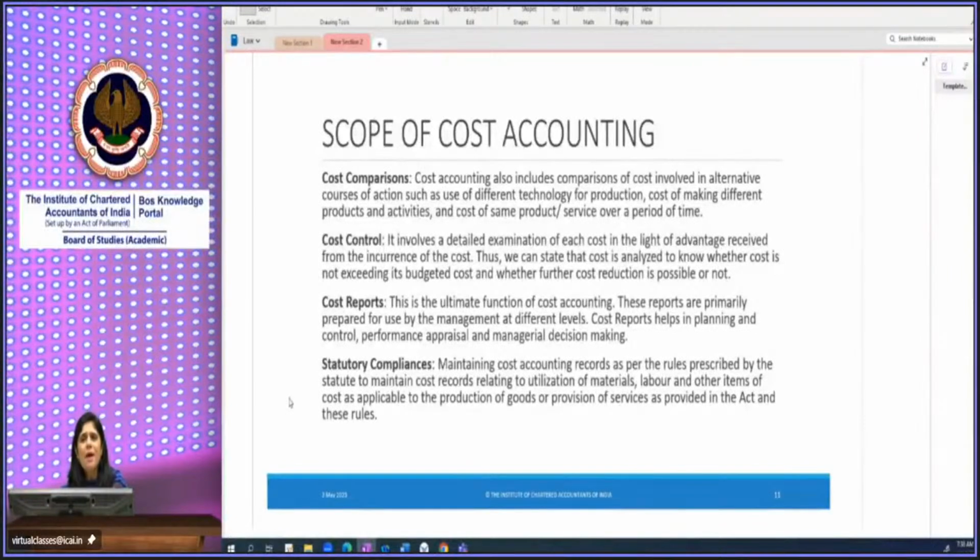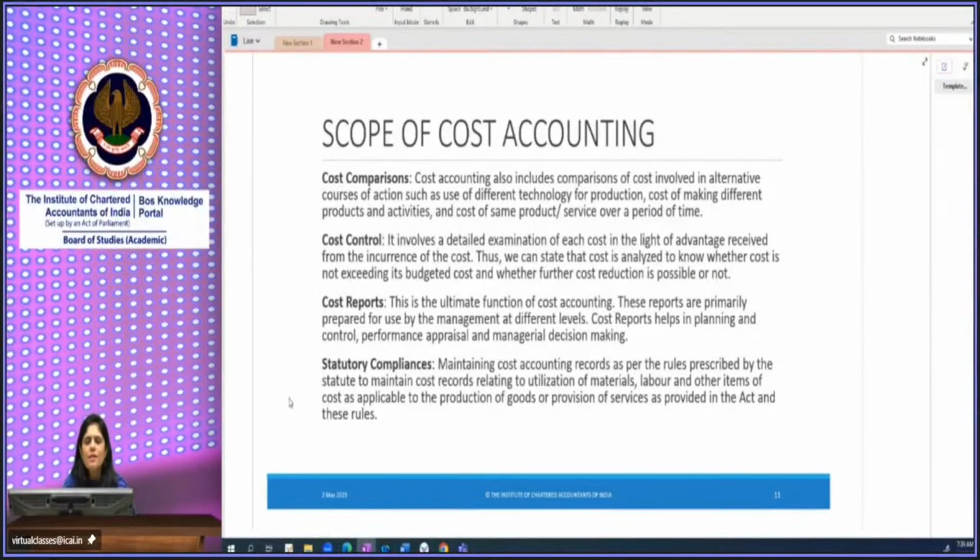So cost comparison can be in any form. I'm calculating the cost for different methods of production to produce the same product, or the cost for different products, or the cost for the same product but at different points of time. Let us say I calculate the cost in January, then I calculate the cost in April. So every quarter I'm calculating the cost and then comparing. Is the cost increasing or decreasing, and why? More important is why the cost is increasing, if it is increasing.